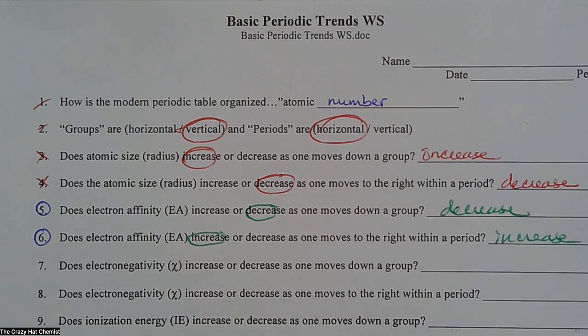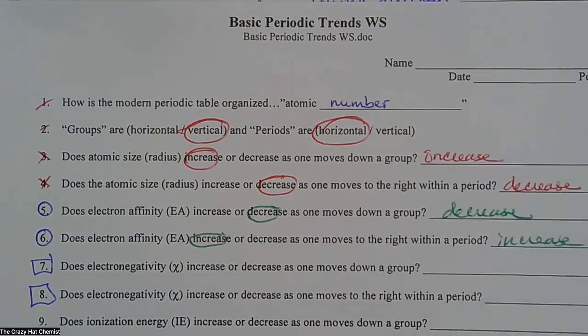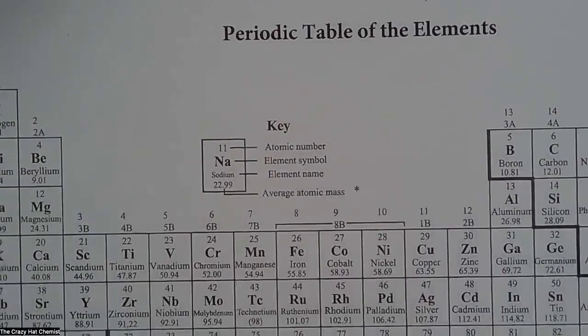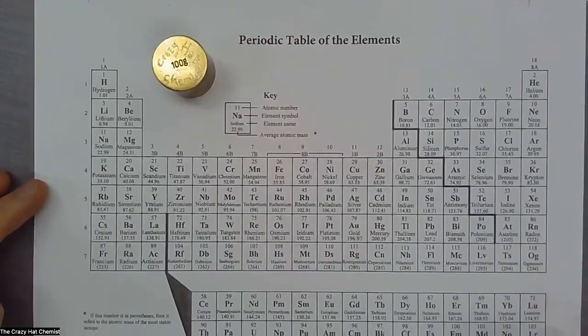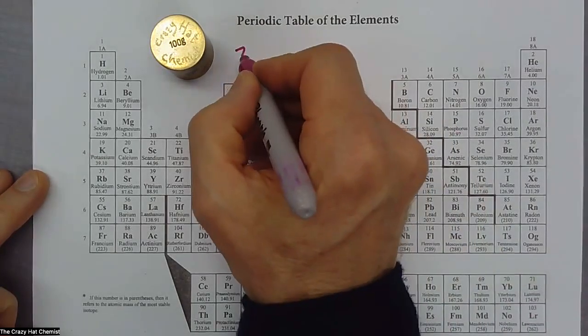All right, so let's tackle the next problem here, and that is electronegativity for question number 7 and 8. Does electronegativity increase or decrease as one moves down a group? Does electronegativity increase or decrease as one moves to the right within a period? So we're going to get out a new periodic table again, and electronegativity. So here we go, electronegativity. Let's get a new color pen here. Excellent.